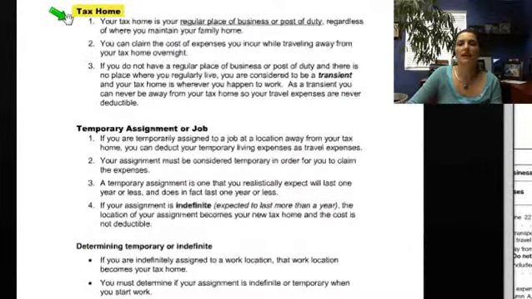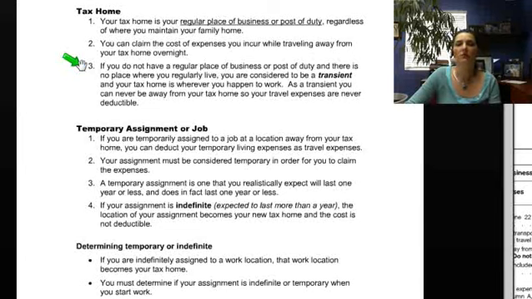Tax home. Your tax home is your regular place of business or post of duty, regardless of where you maintain your family home. You can claim the cost of expenses you incur while traveling away from your tax home overnight. If you do not have a regular place of business or post of duty and there is no place where you regularly live, you are considered to be a transient, and your tax home is wherever you happen to work. As a transient, you can never be away from your tax home, so your travel expenses are never deductible.